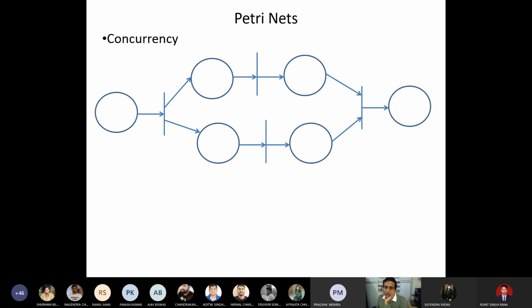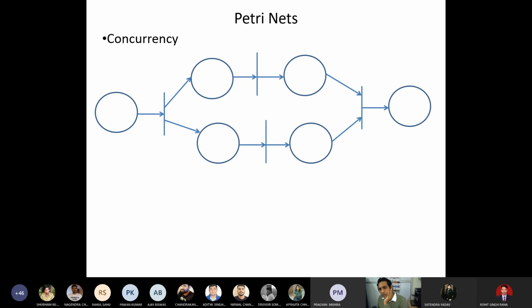Okay. Now, for the first transition, there are two output places, right? And these two output places have tokens now, right? As a result, what will happen? T2 and T3 can be executed in parallel, right? These transitions can be done in parallel. Okay. After their completion, what will happen after T2 and T3 fire?